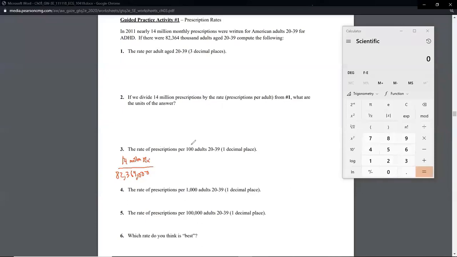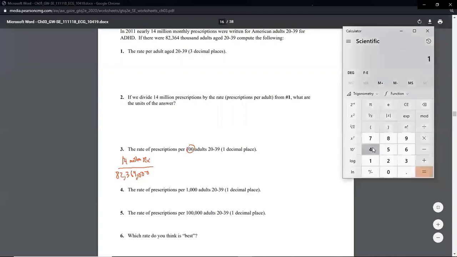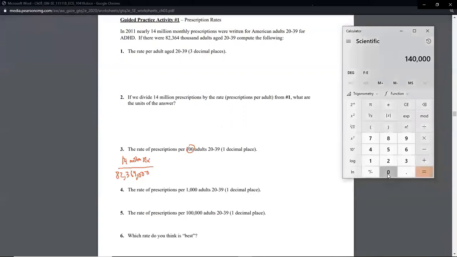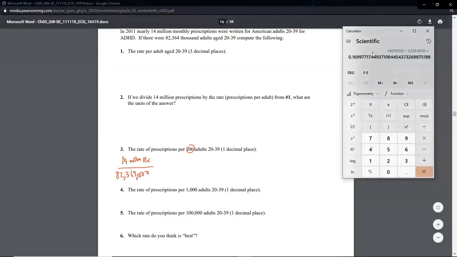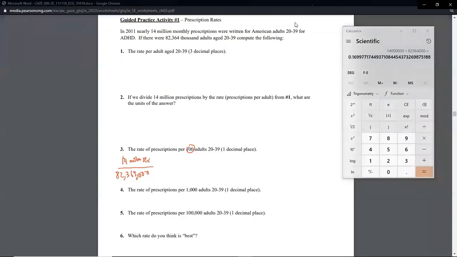So this is ultimately trying to reduce this to a per 100. So per 100, if you just do this division off the cuff, what you get is 1, 4, 1, 2, 3, 4, 5, 6, divided by the 82, 364, 0, 0, 0. There we go. And we get 0.17 blah, blah, blah. So I think we rounded that to 3 decimals, which ended up coming out to 0.17. Yes, we did.